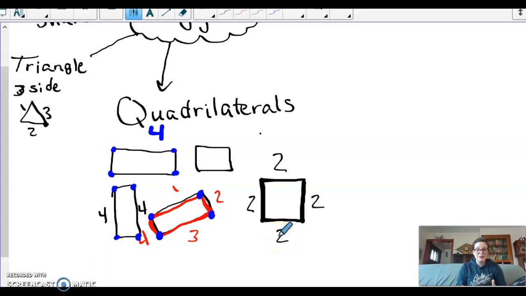And that's pretty much it for rectangles and squares and quadrilaterals. I wanted to hit those guys first before trying to squish in the rest of our quadrilaterals. So we'll get into those next time or in my next video.